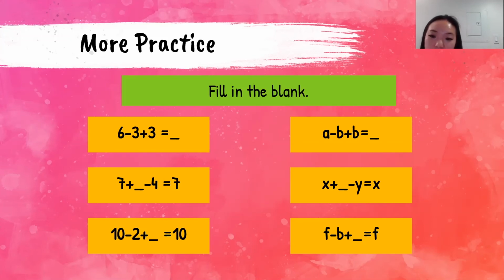And same thing for f minus b plus blank equals f. So I know that I have to plus b, so that b plus b and minus b could cancel out and would leave me with f as my answer. So basically that's what we wanted to do to distinguish the relationship between those two and use them in variables.